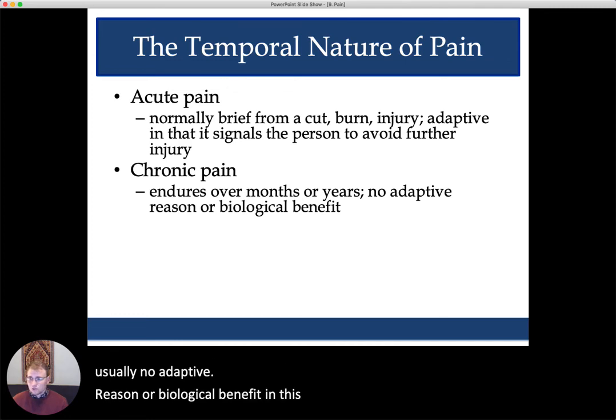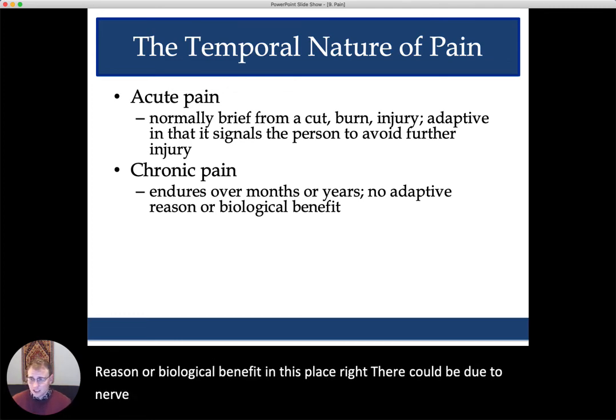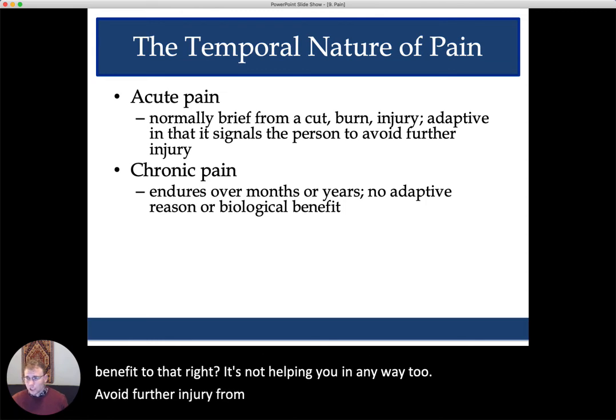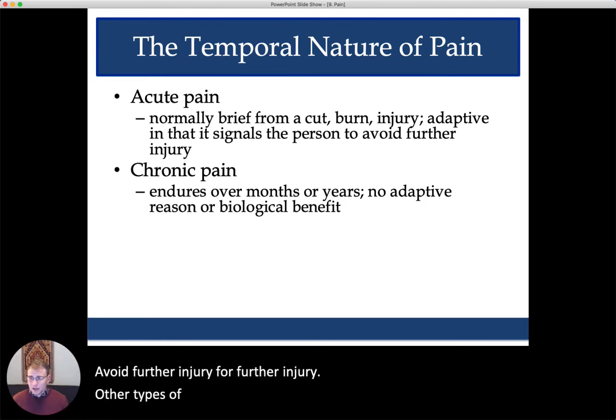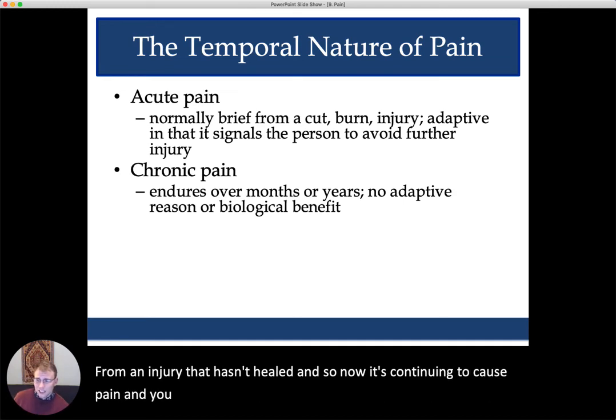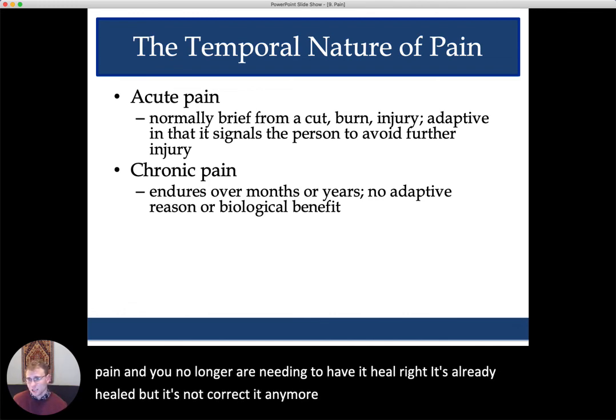It could be due to nerve damage that's causing chronic pain, right? And there's no real benefit to that. It's not helping you in any way to avoid further injury. Other types of chronic pain can be from an injury that hasn't healed well, and so now it's continuing to cause pain, and you no longer need to have it heal, right? It's already healed, but it's not corrected anymore, and so it's causing you enduring pain because of that.